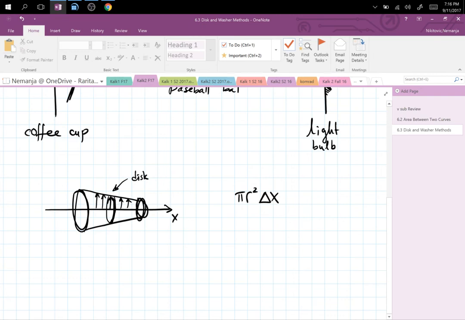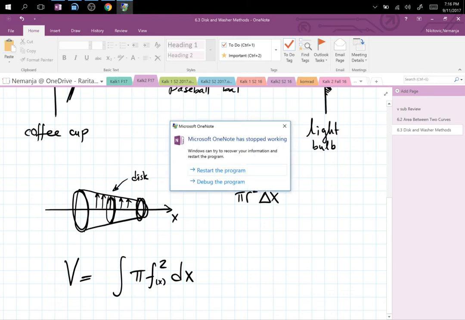For it is this r, which is the function that governs what kind of object you get with the rotation. Is it a cup or a baseball bat or a light bulb, or what is it? So it should just make sense that the volume is the integral of pi f squared dx. It should just make sense that that's the formula.